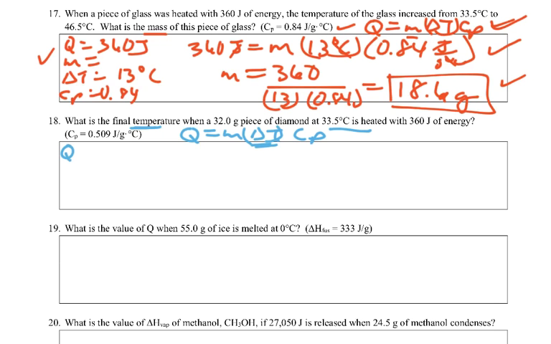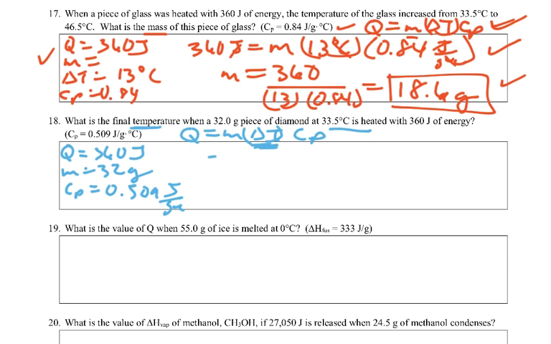So we're looking for our variable. So Q is 360 joules again. Okay, the mass is 32 grams. Our C sub P is 0.509 joules per gram degree. Okay, so we're going to solve for delta T.